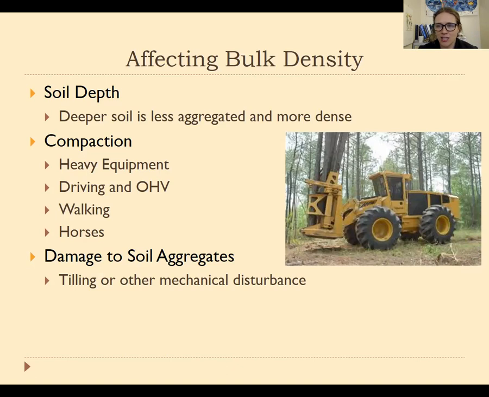So because there's less organic matter, because there's less aggregation down low, we tend to have denser, or higher, bulk density values down low compared to up high. And then of course, soil management or land management decisions can affect this a lot.